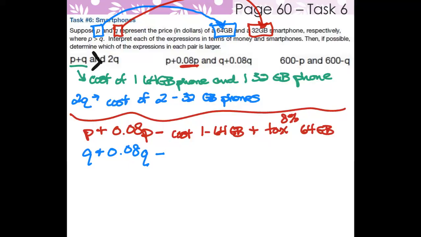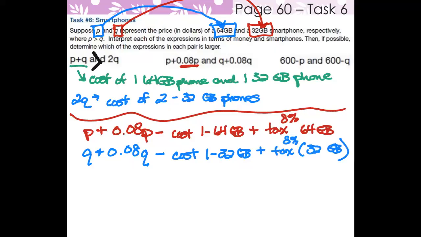So how does that compare? What's Q plus 0.08 Q? That is going to be the cost of, Jesse, what? Who are you looking at over there? Is it Jaden? Oh, okay. What is Q plus 0.08 Q? The cost of what? Yeah, a 32 gigabyte phone plus its tax, which is still 8% of that 32 gigabyte phone.